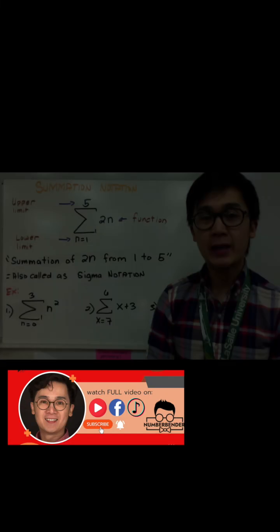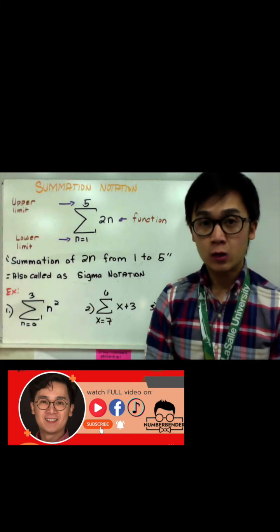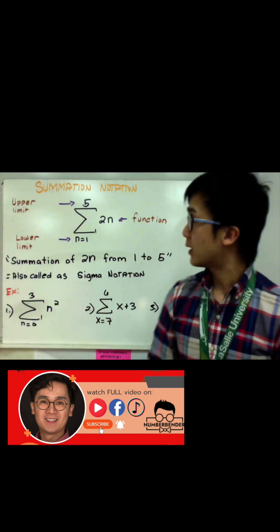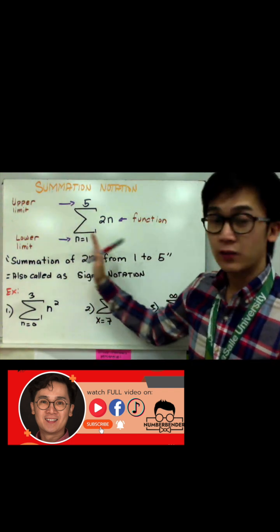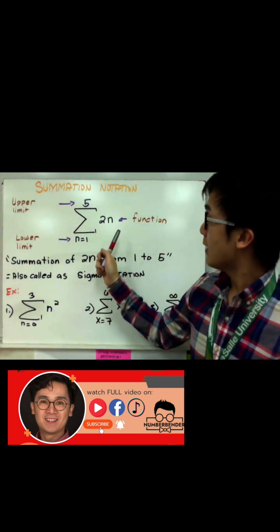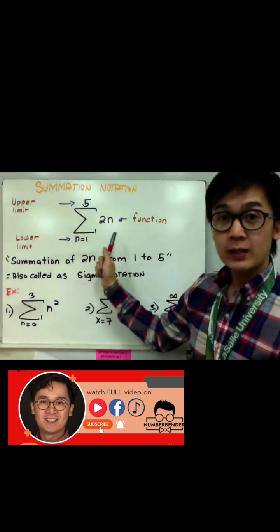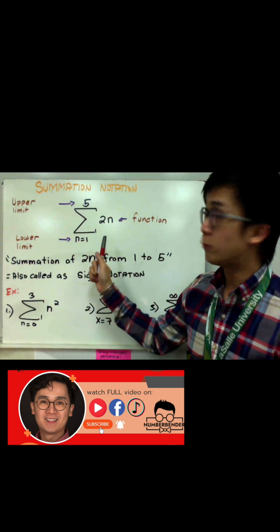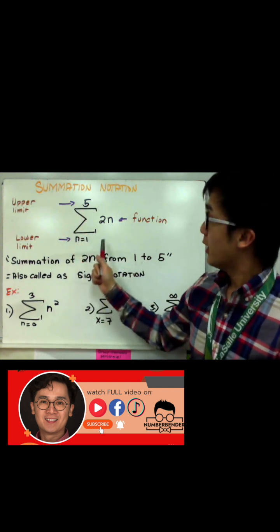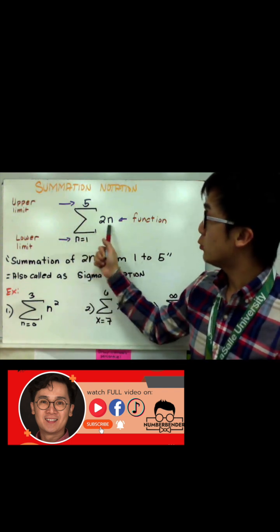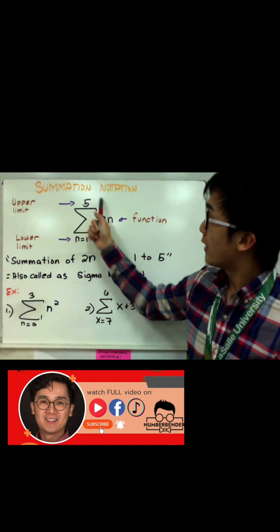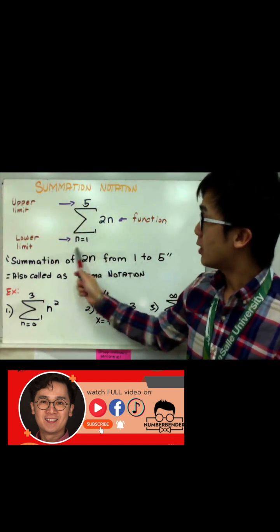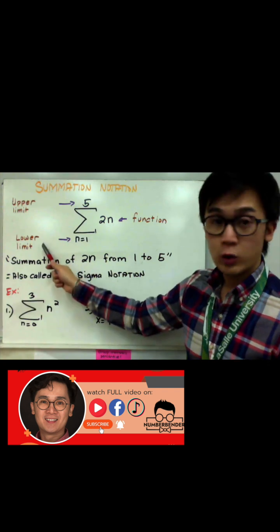Ngayon naman ay pag-aaralan natin kung paano mag-evaluate or mag-solve ng mga summation notation. Now, ang summation notation is basically given by this particular format. So, kailangan alam nyo kung paano magbasa ng summation notation para matutunan nyo kung paano mag-evaluate ng problems similar to this one. So, here, meron tayong summation of 2n from 1 to 5, wherein yung 5, yan yung tinatawag na upper limit, at itong nandito naman sa baba will be your lower limit.